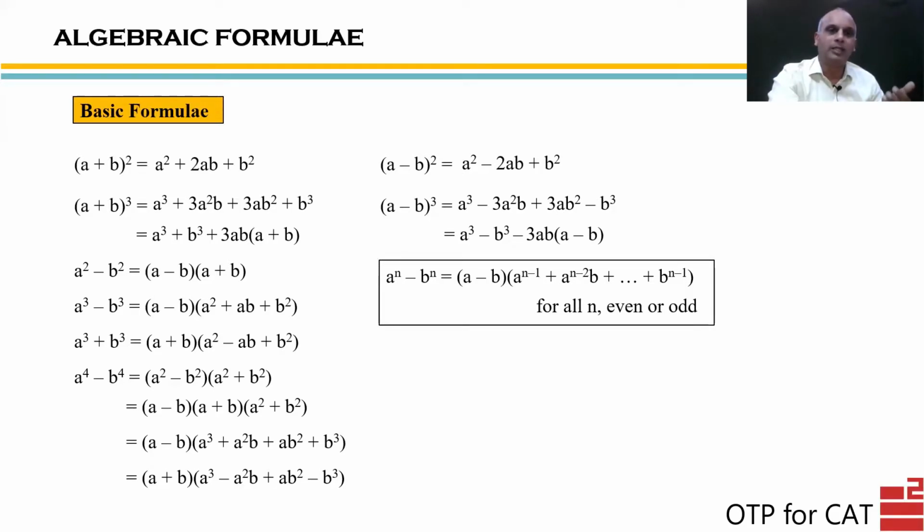Second formula will be a to the power n minus b to the power n is equal to a plus b into, now in the second brackets I will have the same terms as in the previous case, but the terms will be alternately positive, negative, positive, negative. It will end with negative. So it is minus b to the power n minus 1 in the second bracket. But this is true only when n is an even number.